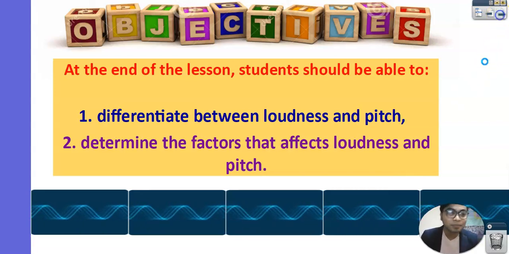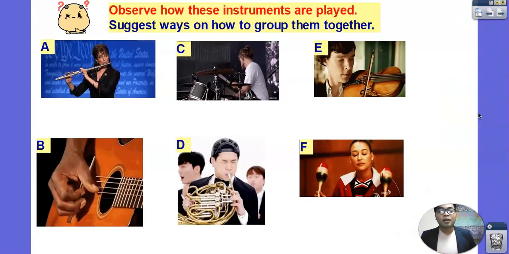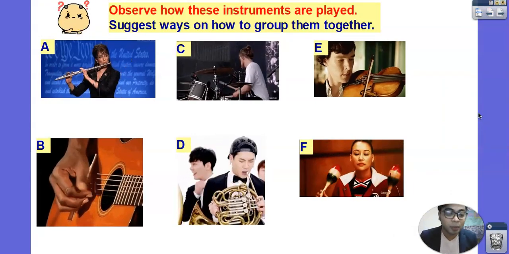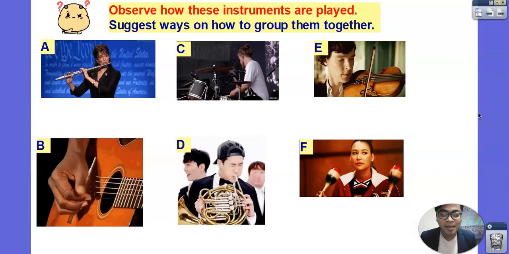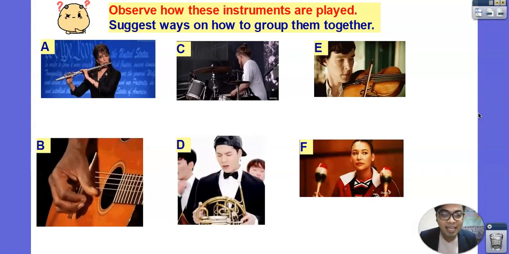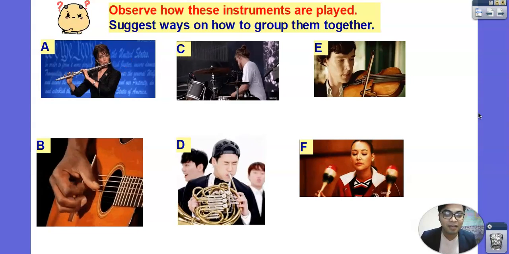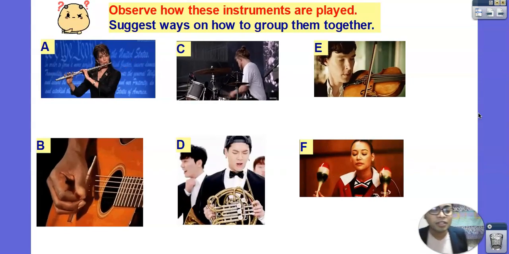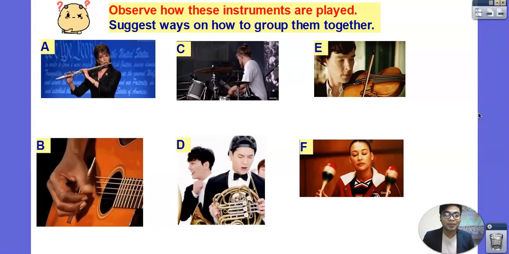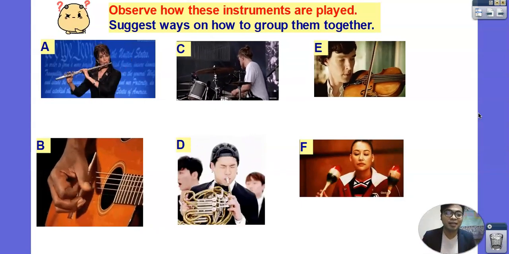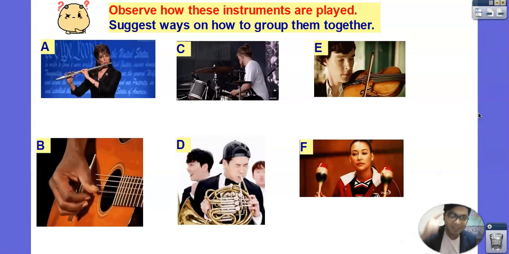Okay, so observe how these instruments are played right over there. I have A, B, C, D, E, and F instruments. So I want you to suggest ways on how to group them together. We have all in all 6 instruments there. So please think.